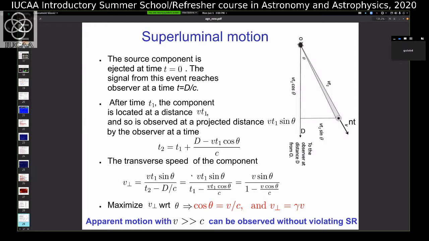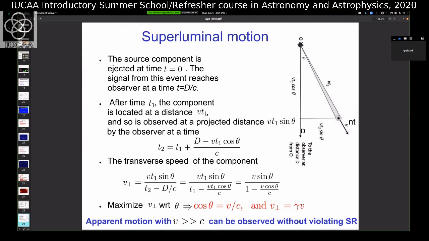If the blob is moving with an apparent speed more than the speed of light, such motion is called superluminal motion. Imagine this figure, this cartoon diagram. On the right side, you see an AGN. Let's say at time t equal to 0, a blob is ejected. So that information reaches the observer at time t, which will be the distance divided by the speed of light. So t is equal to d by c.